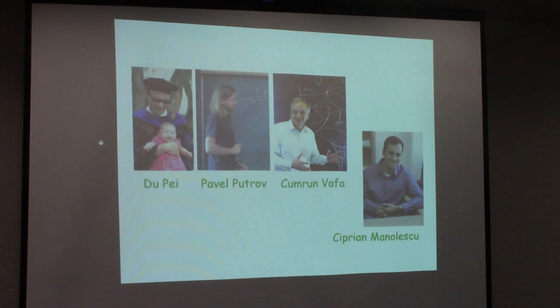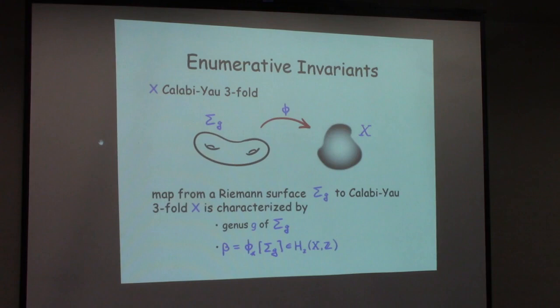I'm sure many of these elements were discussed before, but just to make sure that we're all on the same page, because it's late in the week, let me give you a lightning review of different flavors of enumerative invariants, so that we can organize them in a general scheme, so you know what kind of problems you're trying to solve, because it's a natural generalization of various other things.